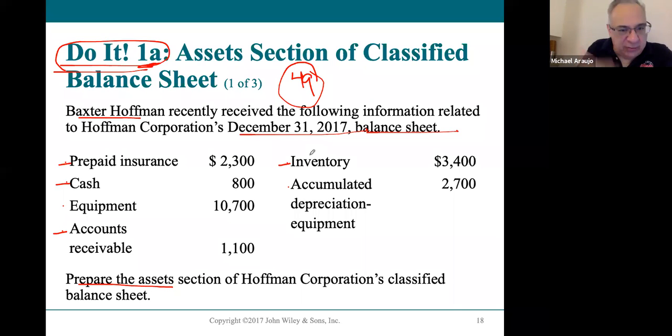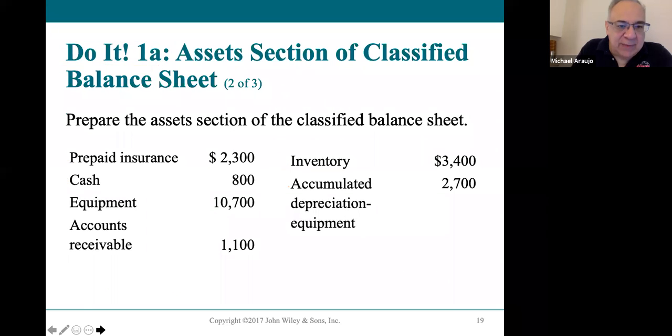What's the order of those accounts on the classified balance sheet? Well, cash would be listed first because we list in liquidity order. Accounts receivable will be turned into cash within 30 days. Inventory would be turned into cash within the year's time. But once we sell inventory, we can expense it, which is exactly the same for prepaid insurance. Once we use it, we can expense it. So that's probably going to be the order of our current assets.